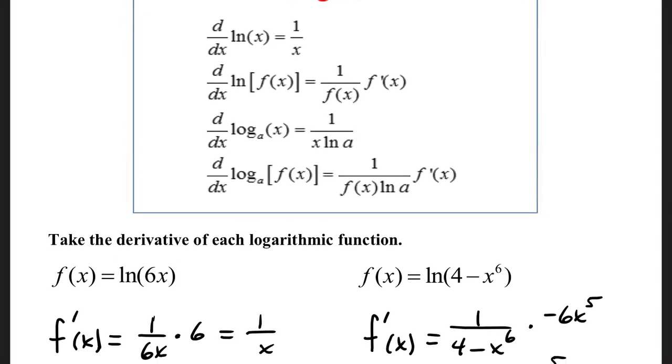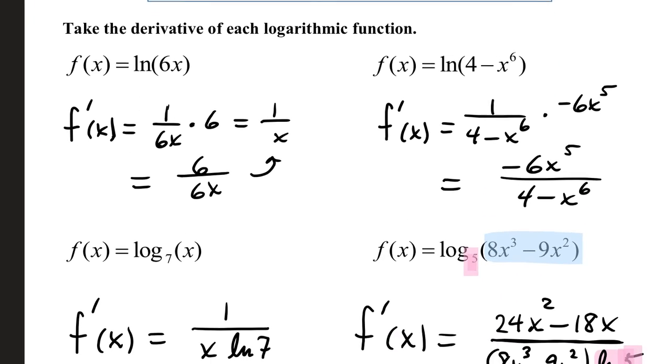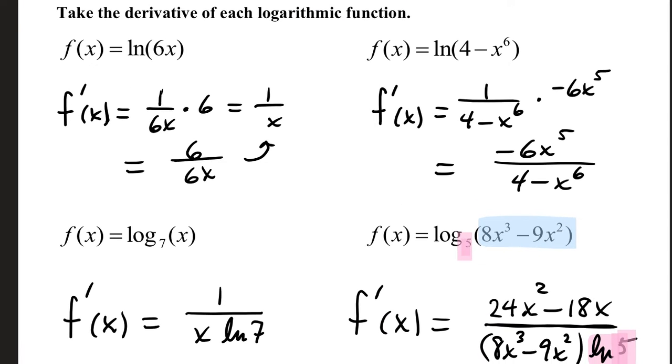Let's look at some examples. In the top left, we have the function natural log of 6x. So following the natural log formula, you take the reciprocal, so 1 over 6x times the derivative of 6x, which is 6, and that gives us 6 over 6x. You can simplify by crossing out the 6's, and that will leave 1 over x.